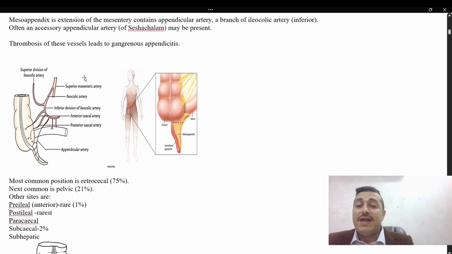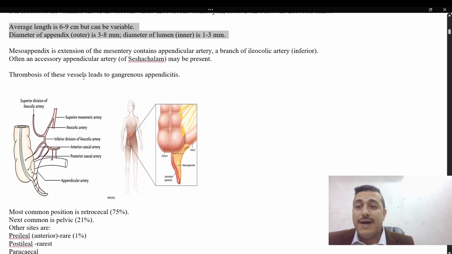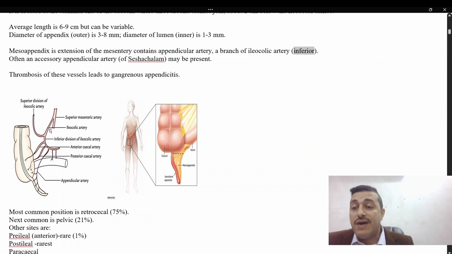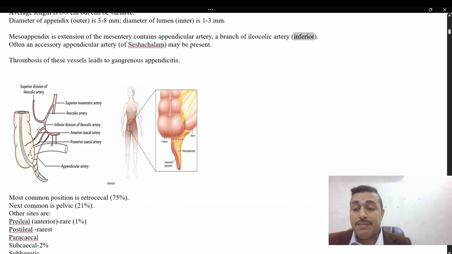Okay, the blood supply of the appendix is from the appendicular artery. It's a branch from the ileocolic artery. Here we have the ileocolic artery, we have the superior division, we have the inferior division. The inferior division of the ileocolic artery gives us the anterior and posterior cecal arteries, and here you can see the appendicular artery. It's an end artery, so it can get thrombosis and lead to gangrenous appendicitis.